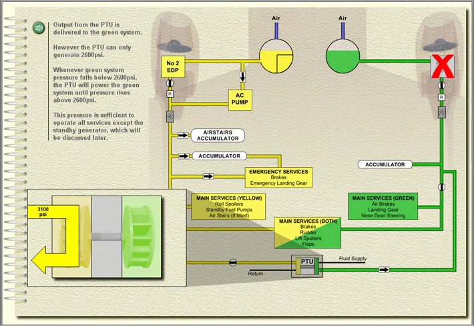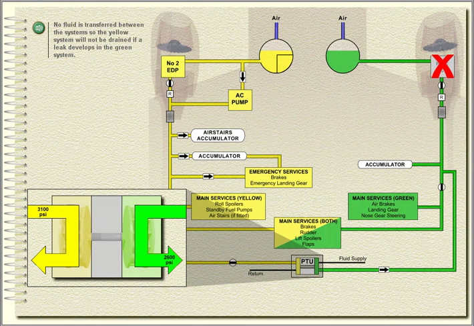Whenever green system pressure falls below 2,600 psi, the PTU will power the green system until pressure rises above 2,600 psi. This pressure is sufficient to operate all services except the standby generator, which will be discussed later. No fluid is transferred between the systems, so the yellow system will not be drained if a leak develops in the green system.